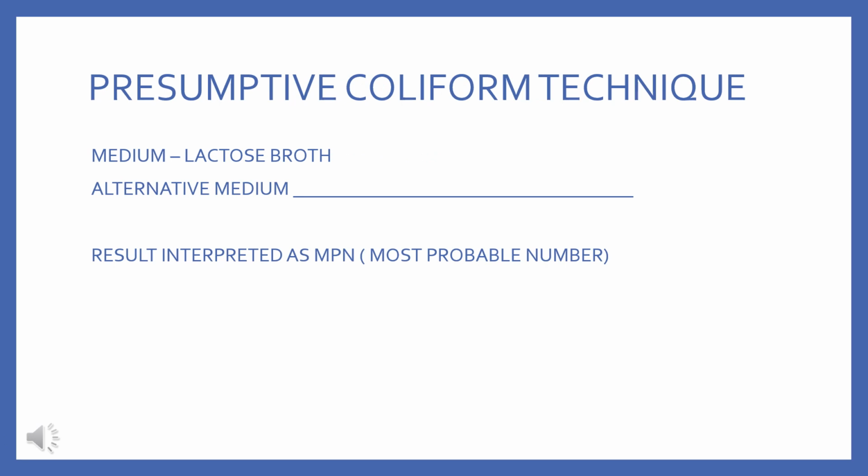For the presumptive coliform technique, just like what we used, your medium, we use your lactose broth, and then the alternative medium for it is your double strength MacConkey broth. So your result is interpreted as MPN, or your most probable number per 100 ml.